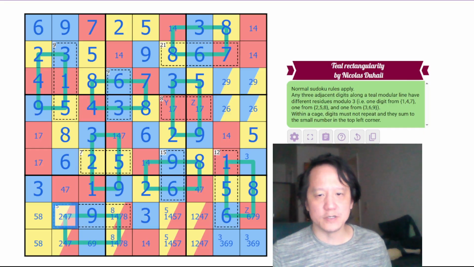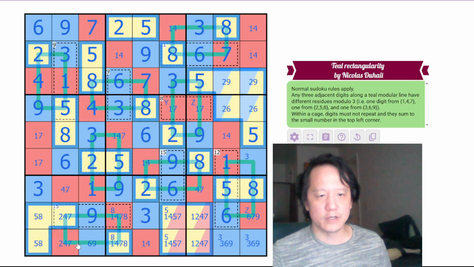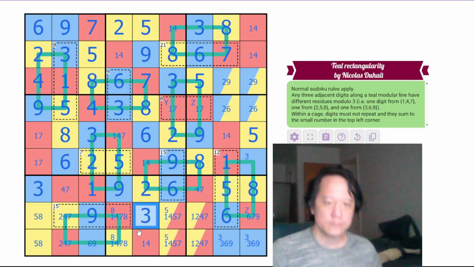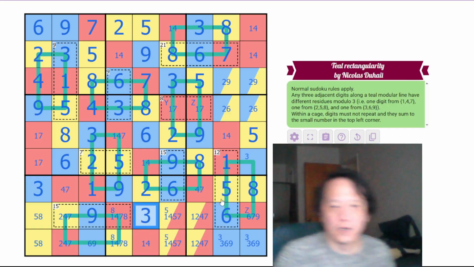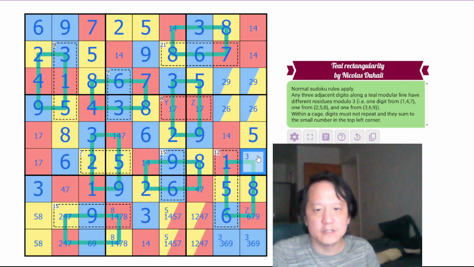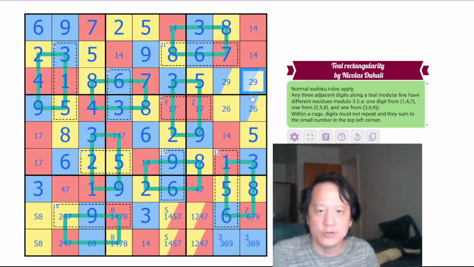Therefore, this is not red, it's yellow. This is not yellow, it's red. No red there, it's yellow. No yellow there, it's red. 1, 5, and 6, that leaves this as a 3. 6 eliminates 6 there, so this cannot be blue. No yellow there. Blue, 2 eliminates 2 there, so this is not yellow, not blue.